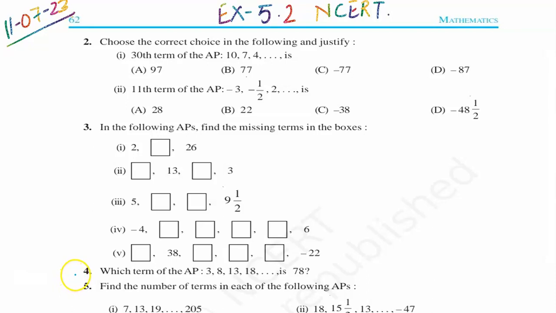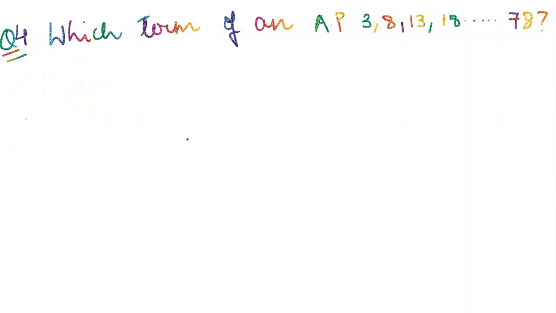Question number 4 says, which term of the AP, can you see, students, I hope my audio and video is clear, which term of the AP 3, 8, 13, 18 is 78? Alright, so this is the question. So here it is. Which term? Okay, so we'll solve this. Which term of the AP 3, 8, 13, 18 dash dash is 78? So the question is asking which term. So the AP is already given to us.